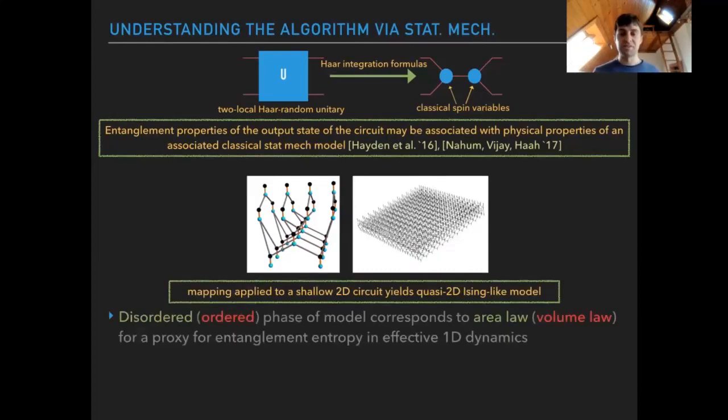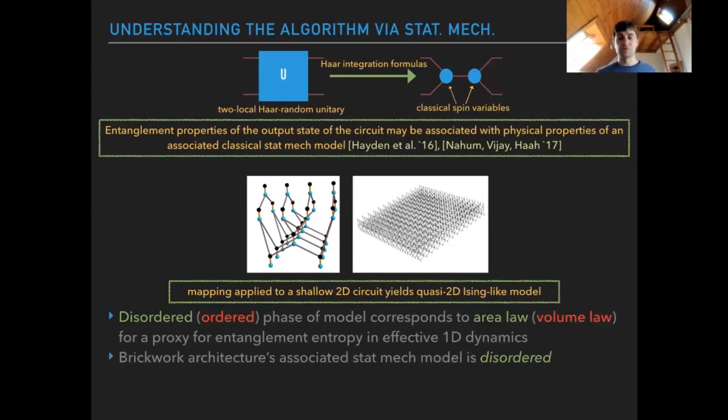And the interesting thing about this mapping is that we find that there is a correspondence between the phase of the statistical mechanical model and also the amount of entanglement present in the effective 1D dynamics that our algorithm aims to simulate. So in particular, we find a correspondence between a disordered phase of the stat-mech model and an area law phase for the entanglement, and also an ordered phase of the stat-mech model and a volume law for the entanglement. But I should note that these area laws and volume laws are with respect to certain proxies for the entanglement entropy that the stat-mech model is able to access. Unfortunately, the stat-mech model isn't able to access the usual notion of entanglement entropy, so we have to study these proxies instead.